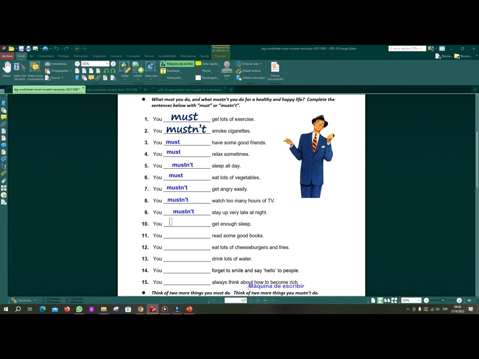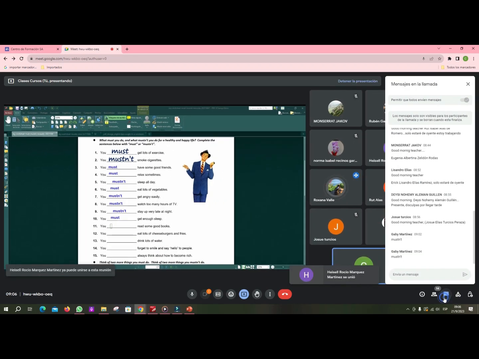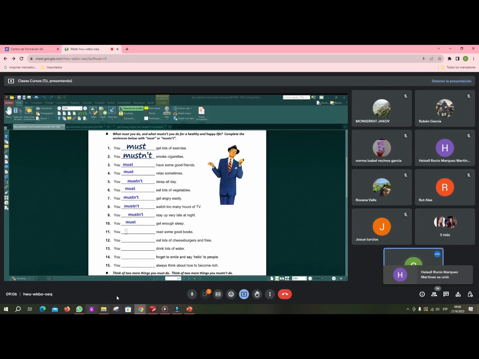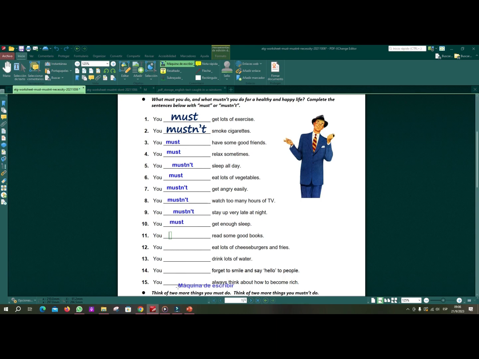10. Get enough sleep. Must or mustn't, Hazel? Get enough sleep. So you must, right? Get enough sleep. That would be great. 11. You read some good books. Must? You must read, yes. That would be good, right? You must read some good books in English. That would be great, right? Thank you, Miss Roxy. Nice.